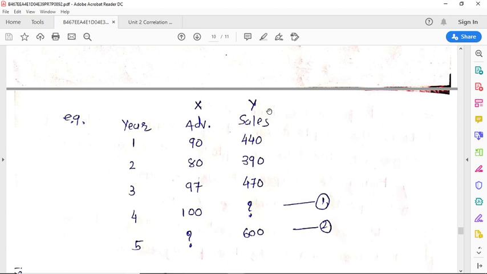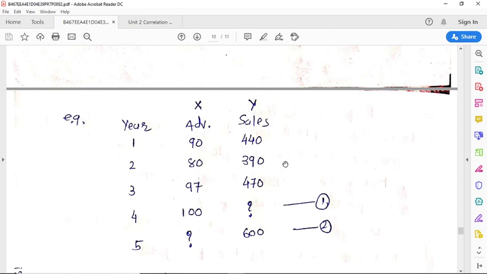So in the first year, they spent 90 lakh on advertisement of its product, and this year the sales of this product were 440,000. In the second year the company spent 80 lakhs on advertisement, and the sales of its product were 390,000 that year. Then in the third year the company spent 97 lakhs on advertisement, and sales were 470,000 in this third year.